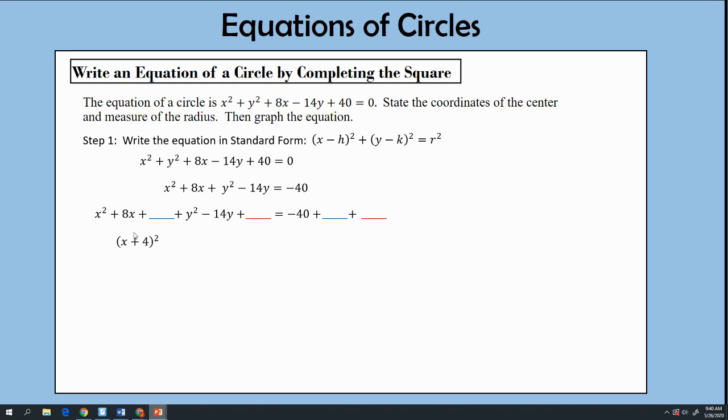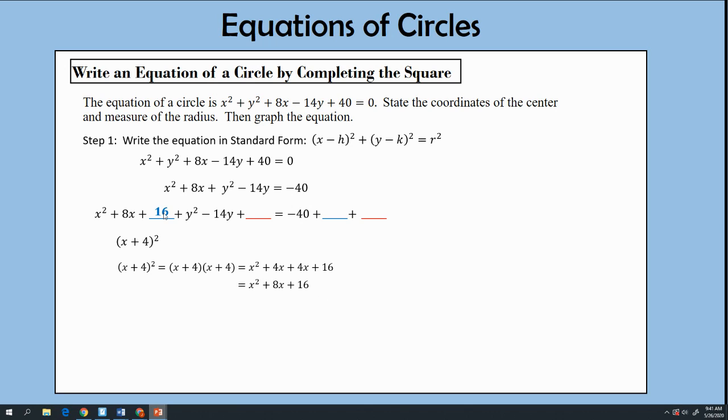Now when you FOIL this, x plus 4 quantity squared, it's x plus 4 times x plus 4. We FOIL first, outside, inside, last. That'll give me x squared plus 4x plus 4x plus 16. And then if I simplify it, I get x squared plus 8x plus 16. So I got the x squared plus 8x, x squared plus 8x. What number's missing to make this the perfect square trinomial?